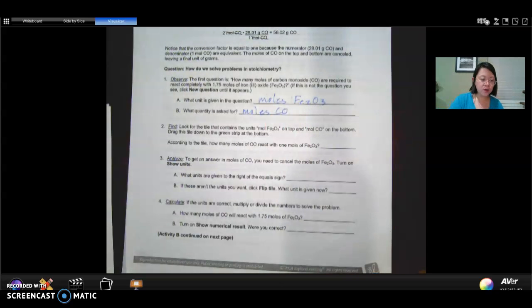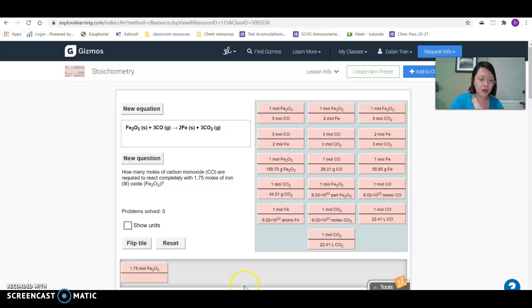Then we're going to go over to our simulation, and we're going to find the tile that has moles of Fe2O3 on top and moles of CO on bottom, which is this one. We're going to click and drag it down to that bar. Now, according to that tile, it has 3 moles of CO reacting with 1 mole of Fe2O3. So you'll want to write that number 3 in the blank for question 2.